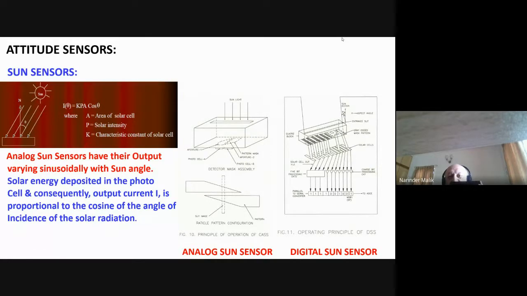This is a quartz block. There's a gray pattern, and a number of solar cells are mounted below this gray pattern. On this side is the slit. Through this slit, the sunlight will fall and illuminate a particular gray pattern, and from that one, you can derive the attitude information, that is, the sun angle.